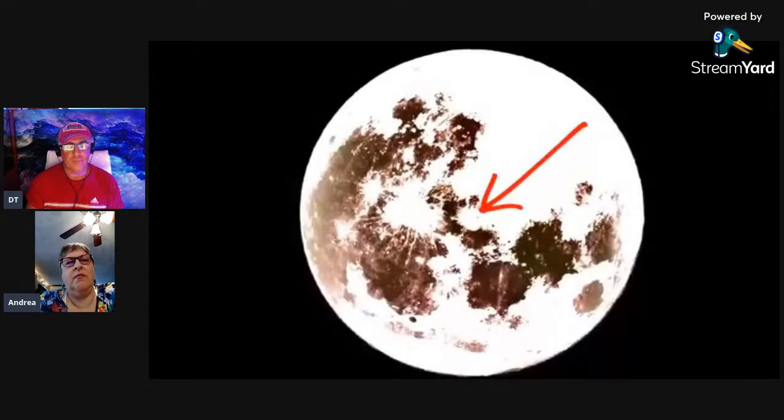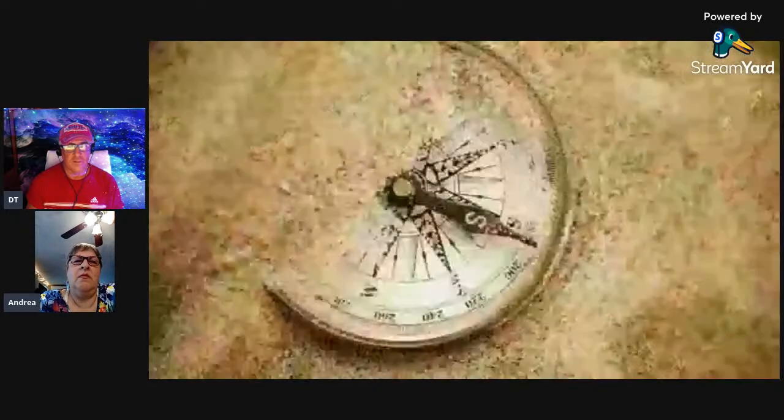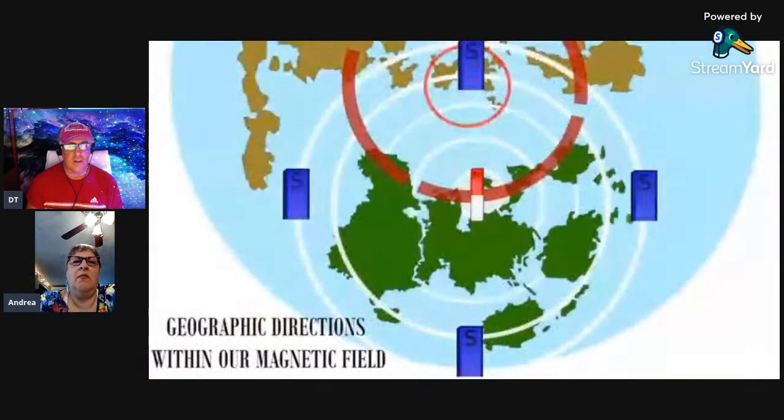And as stated before, there is some curvilinear distortion present in the composite image. Let's see, I'm going to go down here to the very end. Geographic directions.